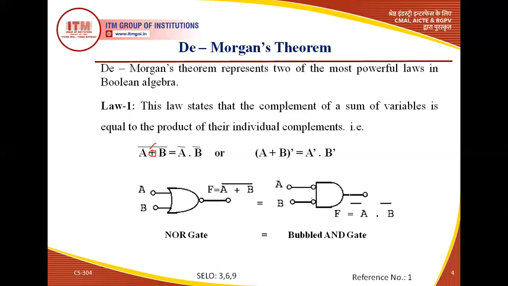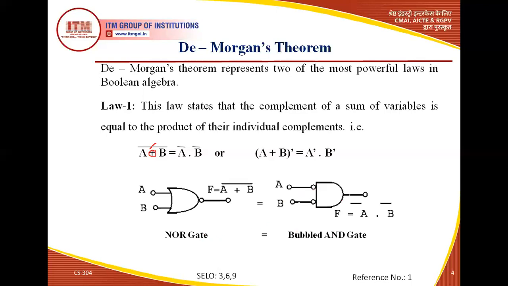It is an AND gate. So it is called a bubbled AND gate. So bubbled AND gate is equivalent to the NOR gate. And this is also an important property. You always remember that the bubbled AND gate is equivalent to the NOR gate.